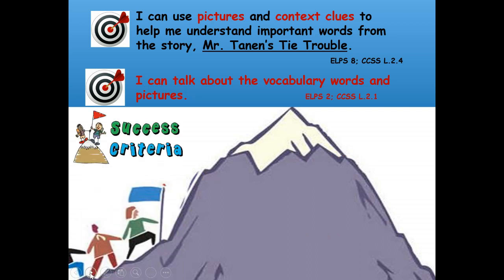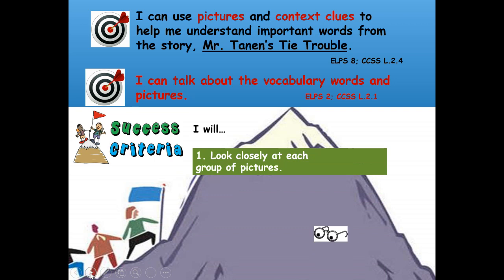Success criteria. That means how will you know you're successful at using pictures and context clues to understand important words from the story? And how will you know you're successful about talking about the vocabulary words and pictures? Well, here are our steps to success.